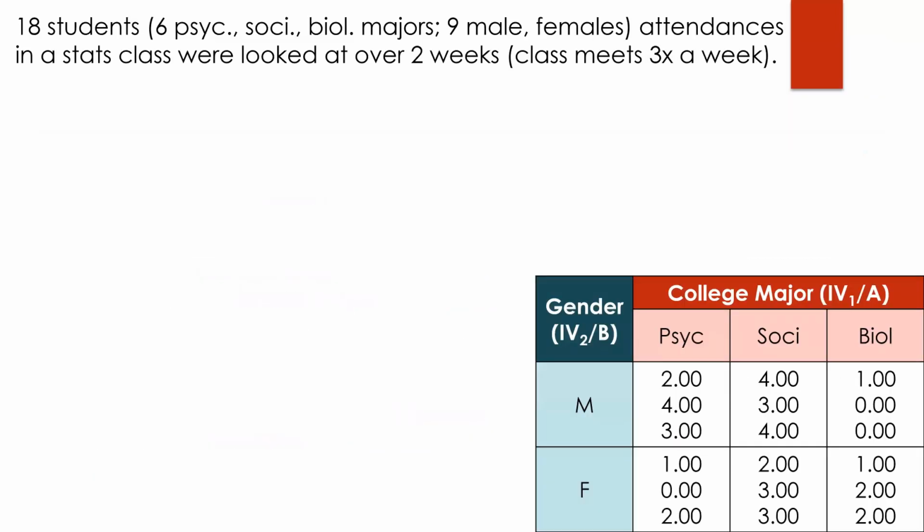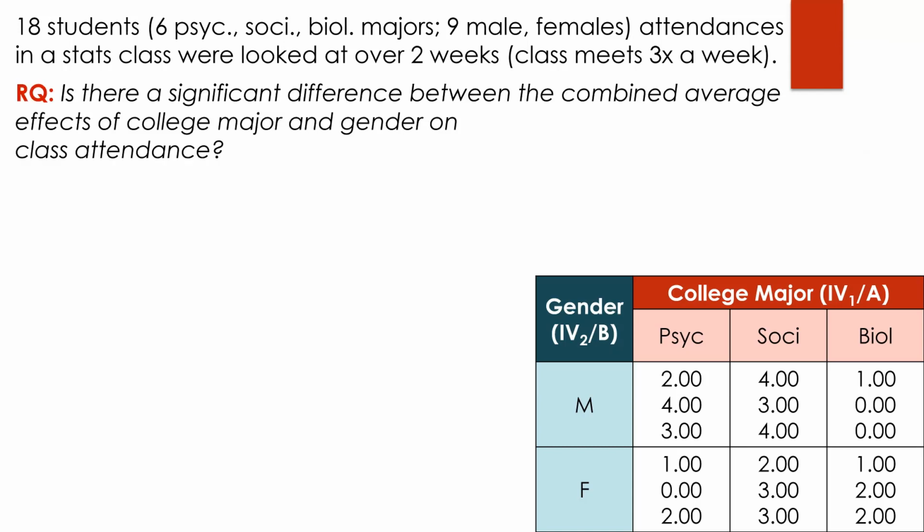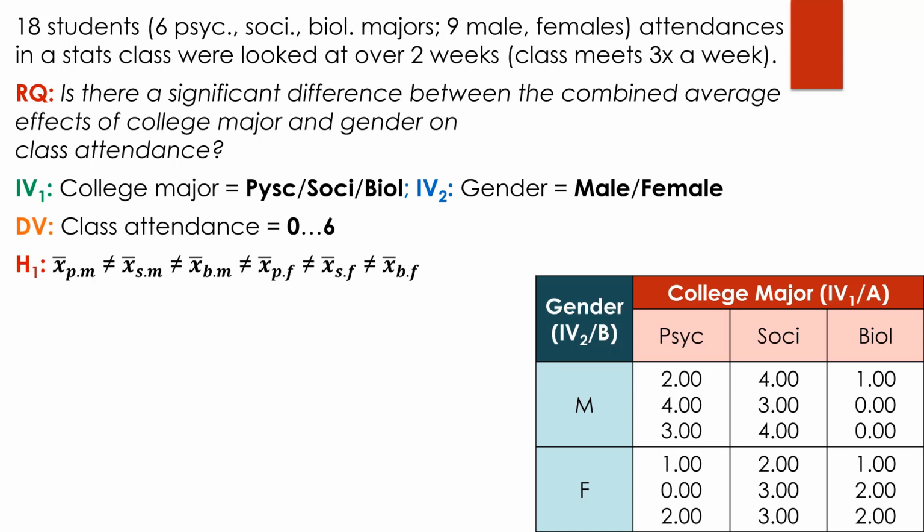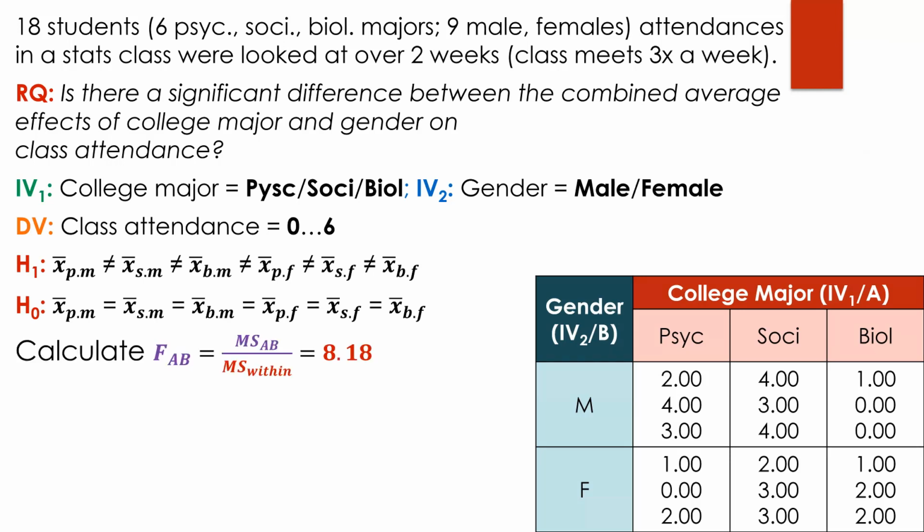So let's put this all together. Remember, we have our 18 students here, 3 in each combination of gender and major. We have a research question, we have our independent variables, we have our dependent variable here, and we have our hypotheses abbreviated for the sake of space. And then we have our F score for the interaction.